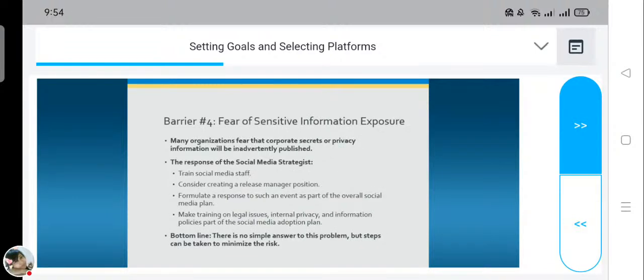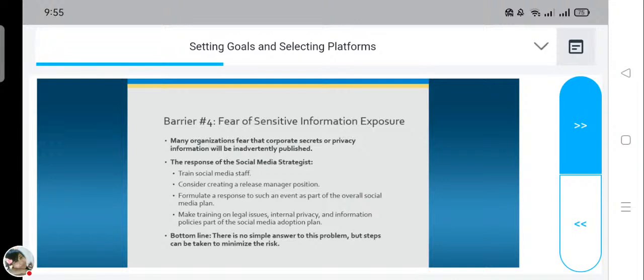The fourth common barrier to adapting to social media is a fear of sensitive information exposure. Many organizations are afraid that their corporate secrets or privacy information will be inadvertently published. And this also is a valid fear. As a social media strategist, you need to let management know that you're going to train social media staff to avoid this problem. You also could consider creating what we call a release manager position.